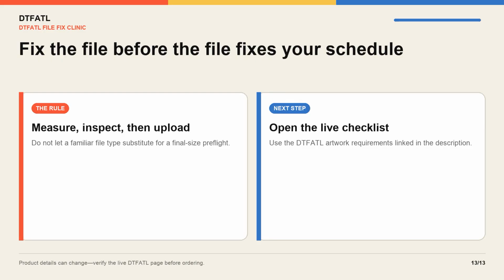The final rule is simple. Measure, inspect, then upload. A familiar file type, a sharp phone preview, or the word final in a file name does not replace a final size pre-flight.